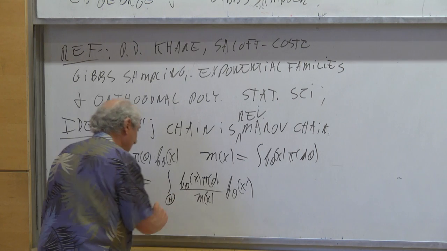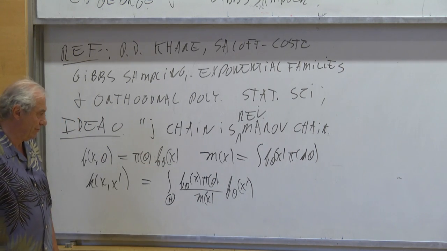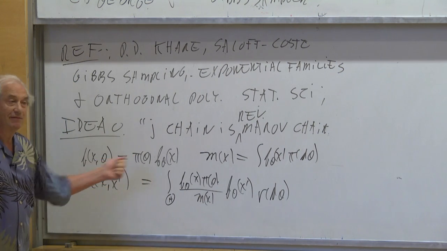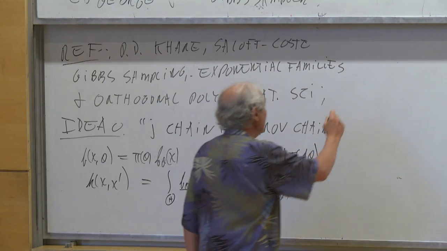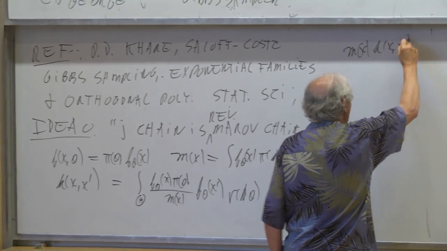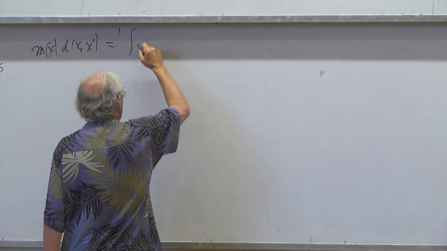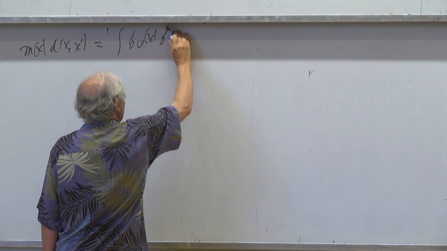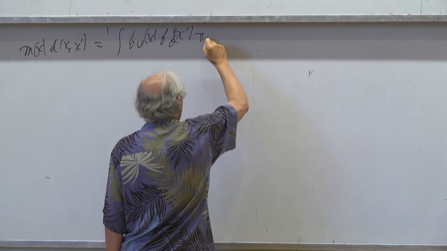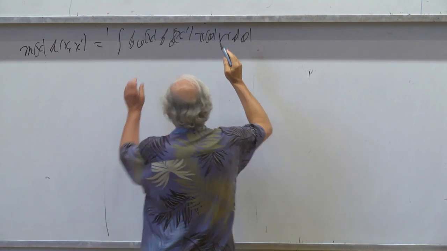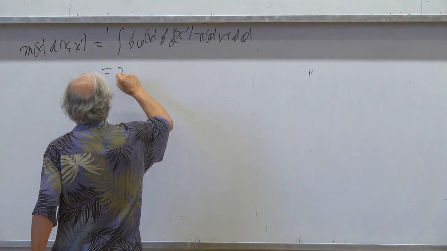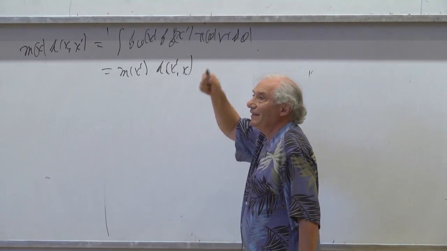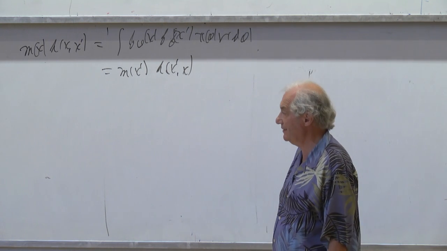Here I'm integrating over whatever space theta lives in, with respect to whatever pi is a density with respect to, nu d theta. And OK, so that's just the chance of going from x to x prime. Well, notice that m of x times k of x, x prime, just multiply through by m of x, is equal to the integral of f of theta of x, f of theta of x prime, pi of theta, nu d theta. So this is symmetric in x and x prime, right? So this is equal to m of x prime times k of x prime, x, just by observation. So the x chain is a Markov chain, and it has the marginal distribution as a stationary distribution.